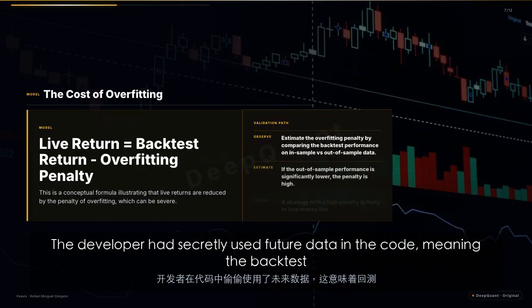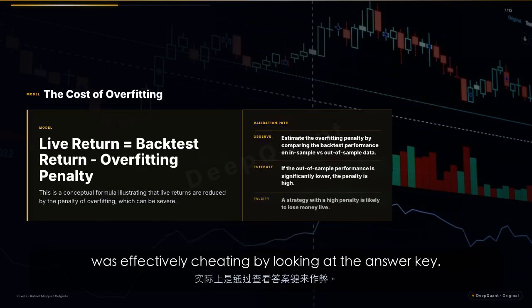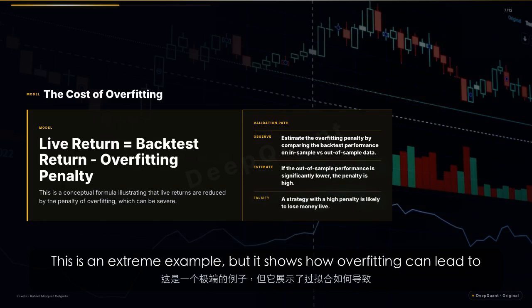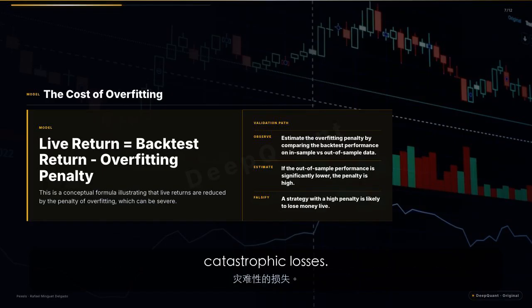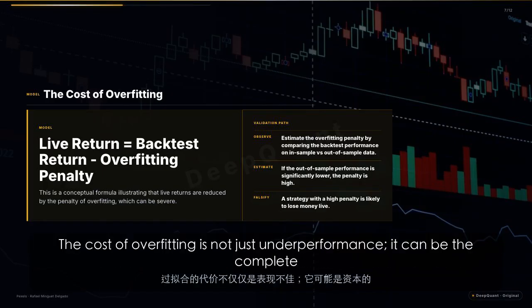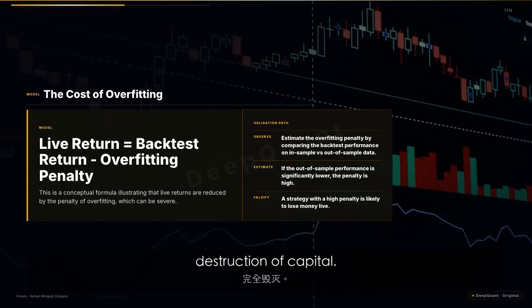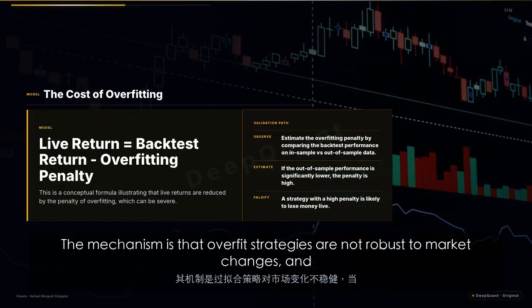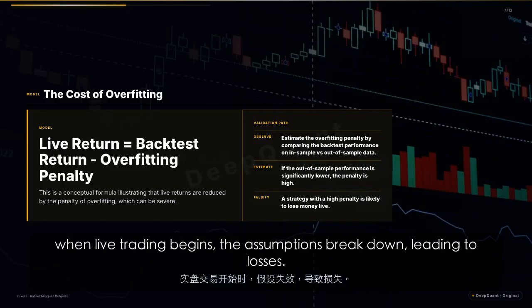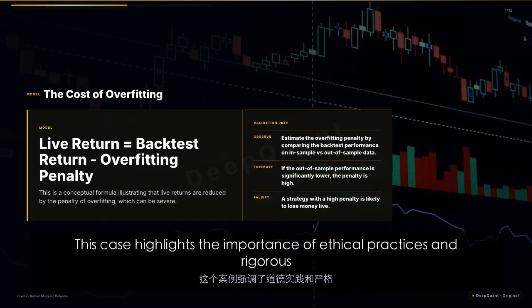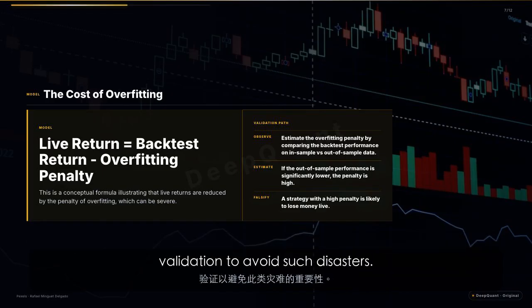The developer had secretly used future data in the code, meaning the backtest was effectively cheating by looking at the answer key. This is an extreme example, but it shows how overfitting can lead to catastrophic losses. The cost of overfitting is not just underperformance, it can be the complete destruction of capital. The mechanism is that overfit strategies are not robust to market changes, and when live trading begins, the assumptions break down, leading to losses. This case highlights the importance of ethical practices and rigorous validation to avoid such disasters.